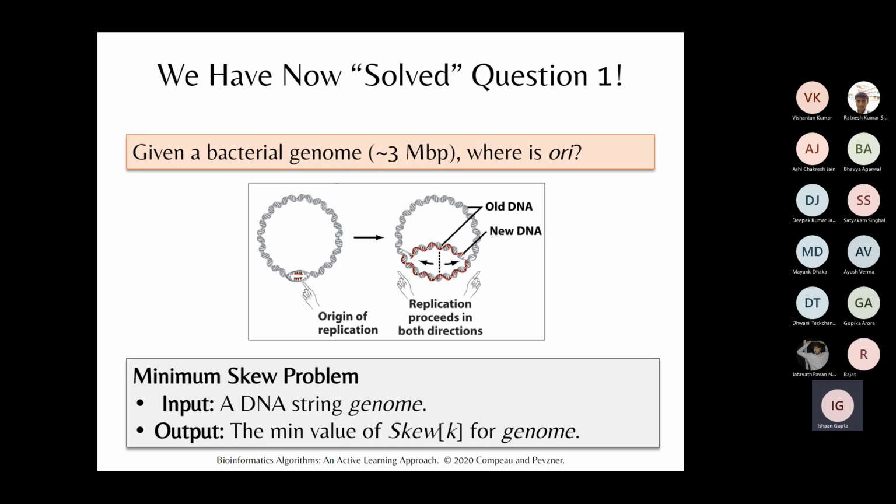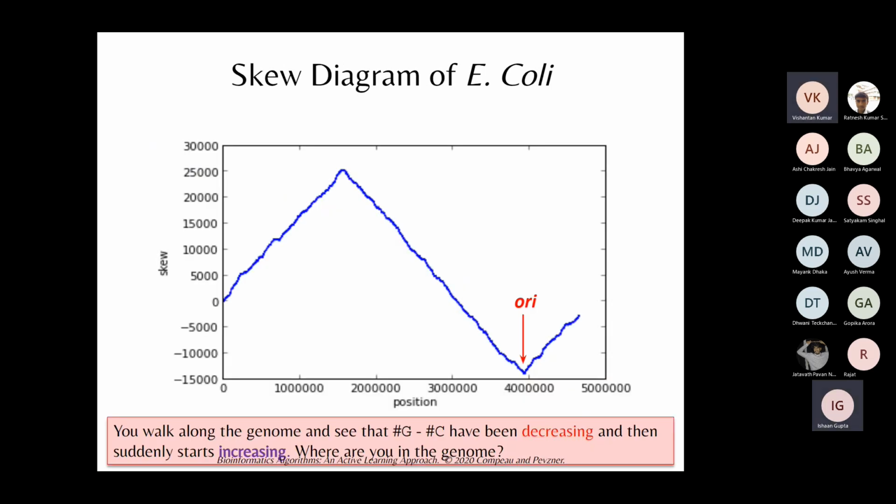You first have to solve two problems. You have to solve the skew problem, finding the location where the skew is changing. You have to extract the window there, and you have to look for motifs. So one more frequent question: the skew diagram is also 5 prime to 3 prime, right? Yes. Always. The DNA sequence is always presented in a 5 prime to 3 prime direction. That's why that's the case.